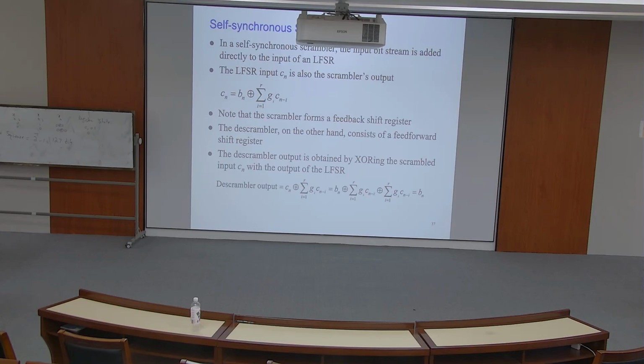The descrambler, on the other hand, consists of a feed-forward shift register. So one is feedback, one is feed-forward. The descrambler output is obtained by XORing the scrambled input Cn with the output of the LFSR. So this is basically the descrambler output, Cn, and this modulo 2 summation, and this will cancel out. So you get Cn. This is the property. This will cancel out with this.